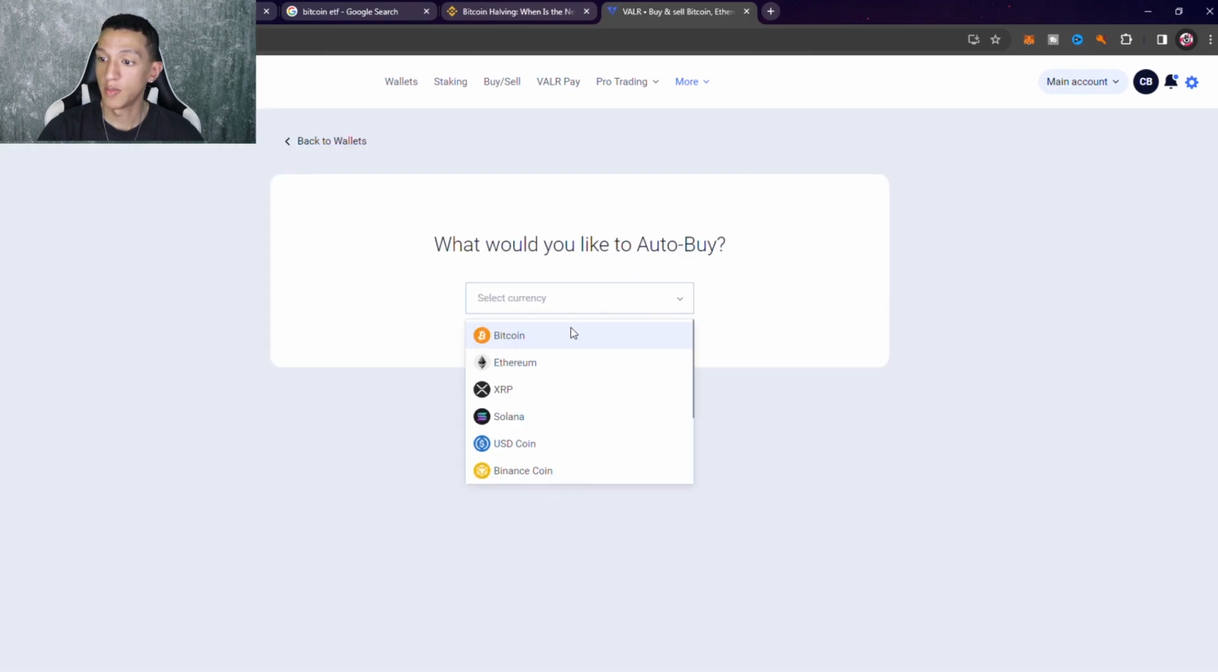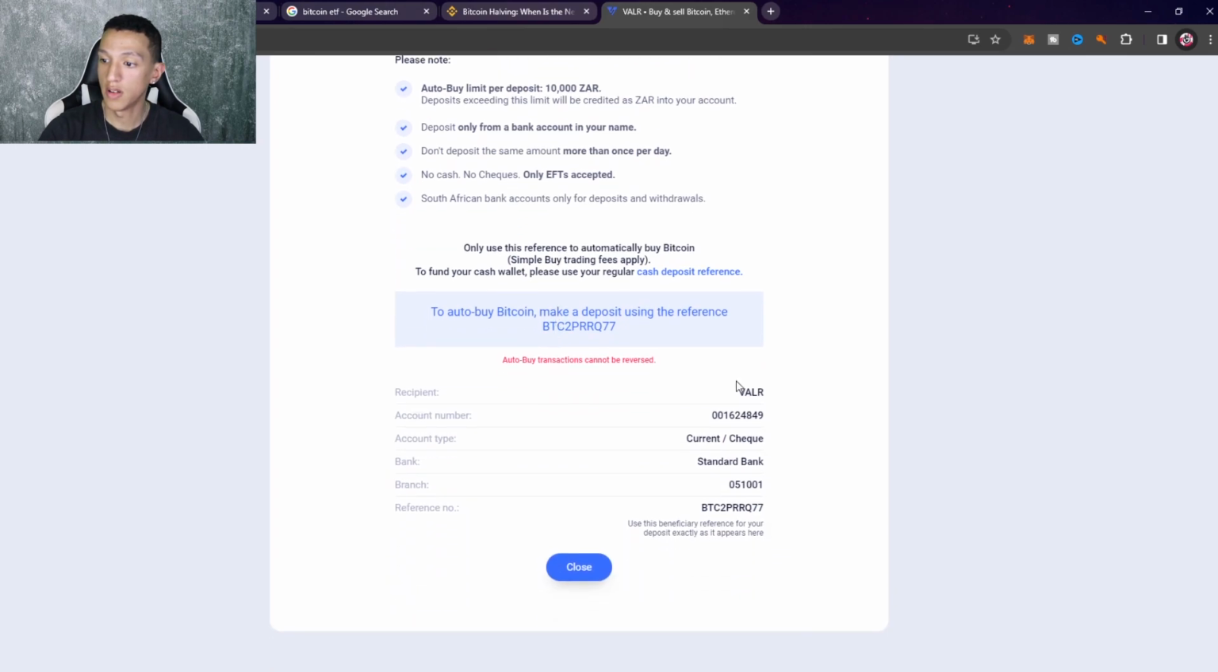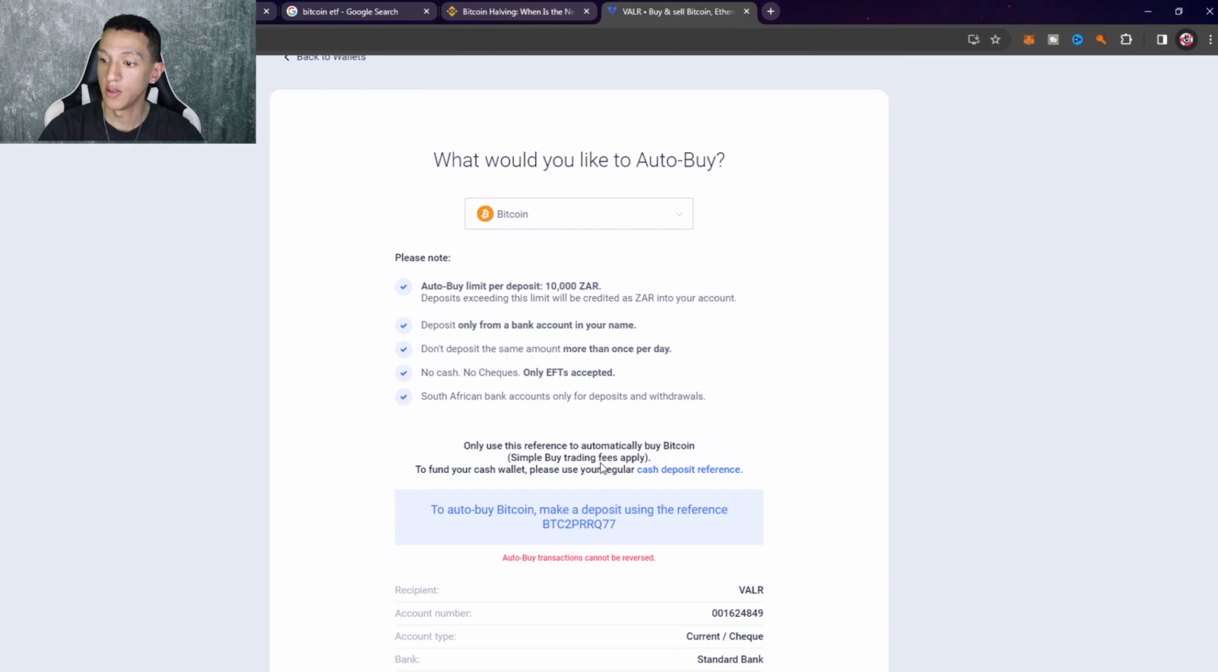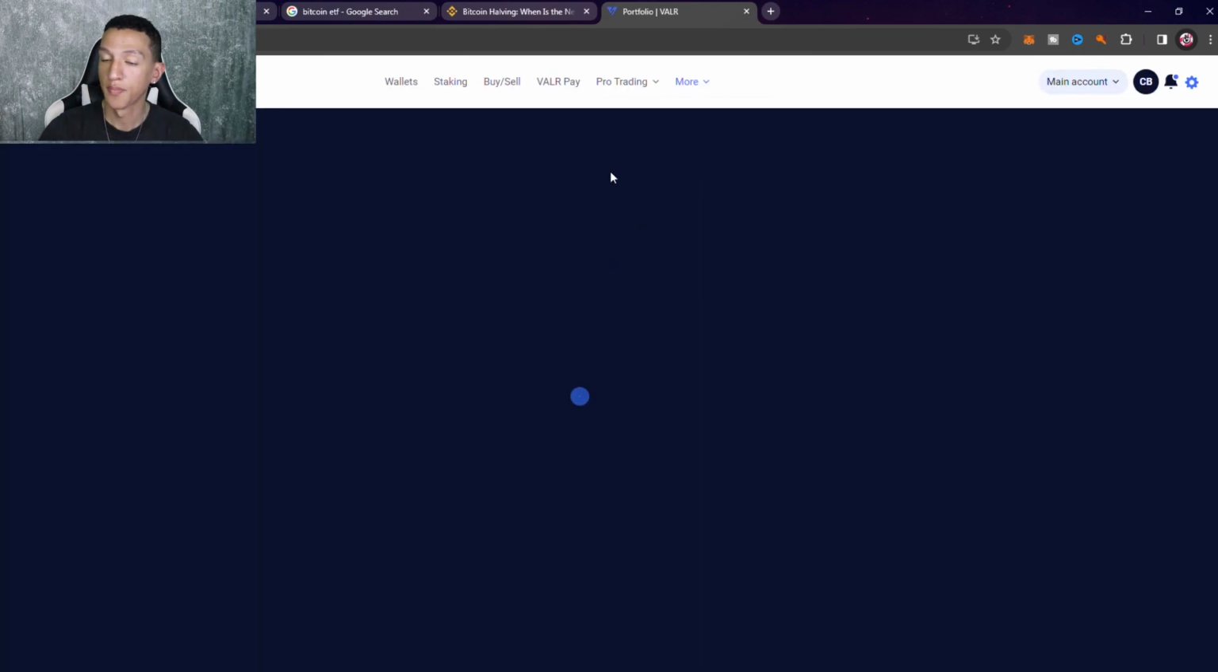I've never done this. Auto buy, I want to buy Bitcoin. You'll see you need to at least have 10 ZAR, and then you'll just do this, and basically it will set up auto buy on your cryptocurrency account. Here we got profile tracker. We can just go into that.